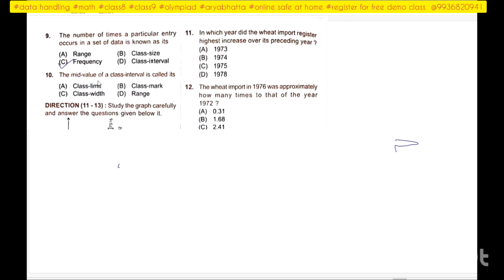Now question number 10. The mid value of a class interval is called, mid value. See, I know that mid value is equal to what? Lower limit plus upper limit, divided by 2. Okay, and this value is called the class mark. This value is called the class mark. So my option will be B. The mid value of a class interval is called its class mark.